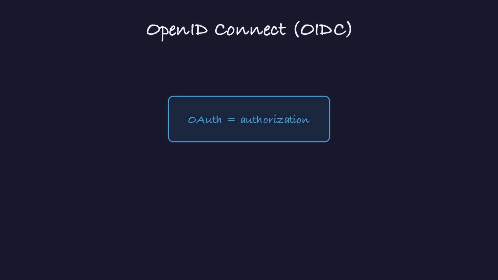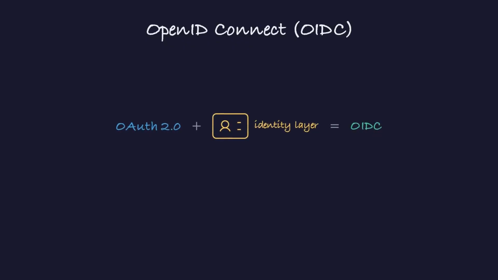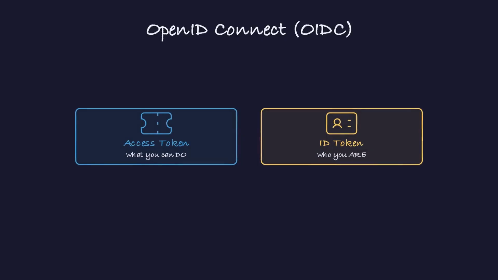OAuth was designed for authorization, delegating access. It was never designed to answer one question: who is this user? But when Spotify says, sign in with Google, it doesn't just want your calendar. It wants to know who you are to create or look up your account. OpenID Connect, OIDC, is a thin identity layer built right on top of OAuth. It adds one thing: an ID token. The ID token is a JWT full of identity claims: your user ID, email, name, picture.